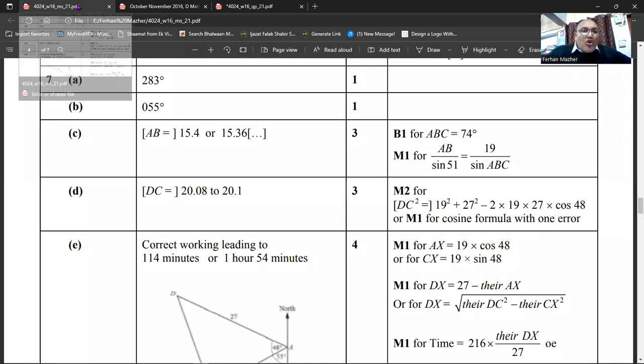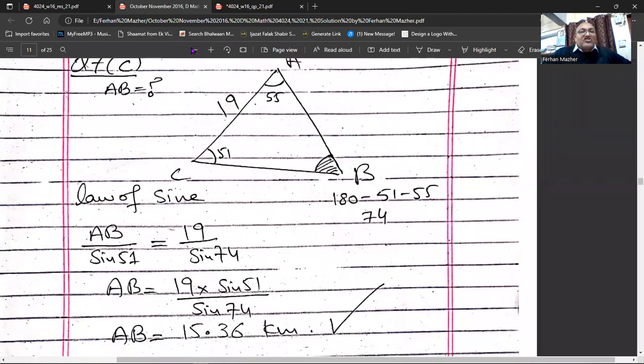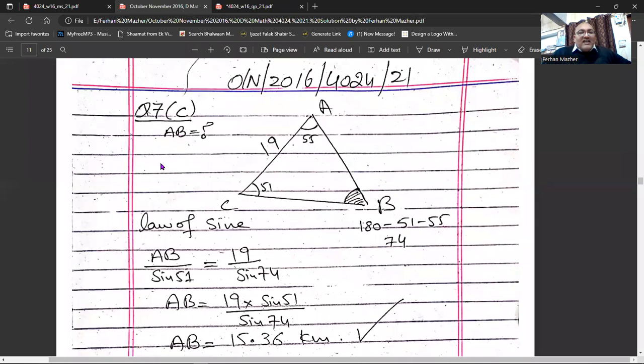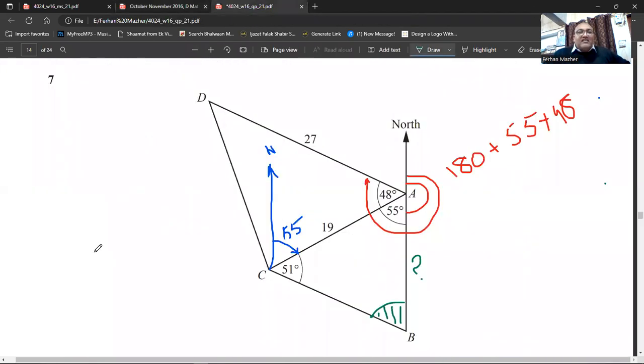15.36 kilometer. 15.36 kilometer is the right answer, sir. So our answer is, and that's the question number 7C part. Hopefully you understand how this is done.